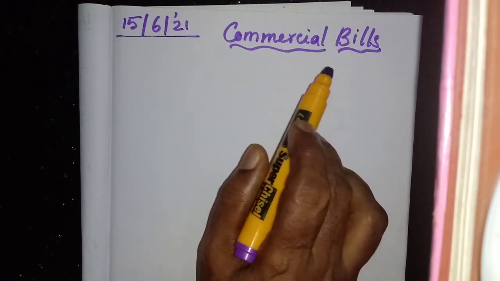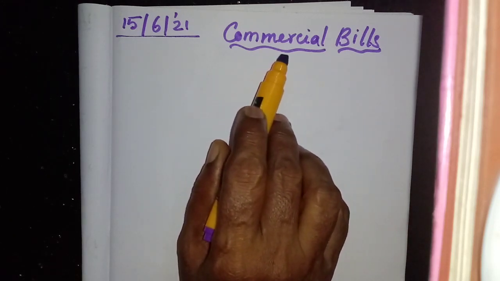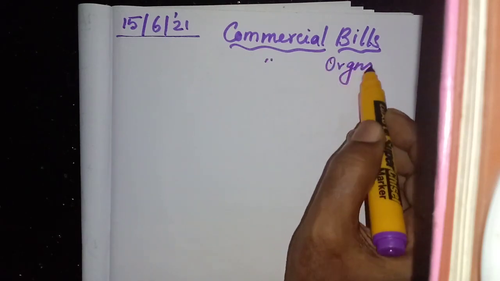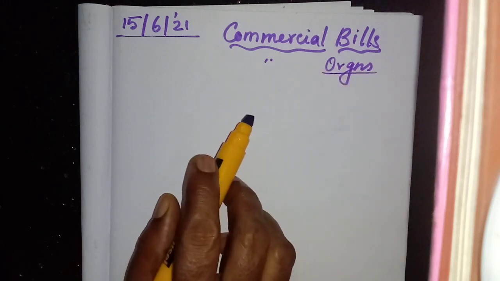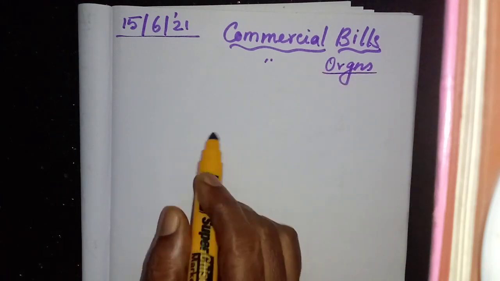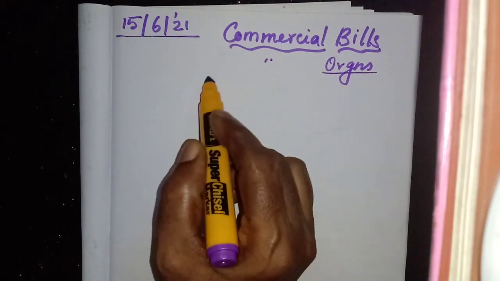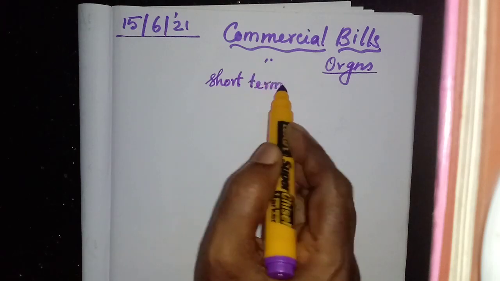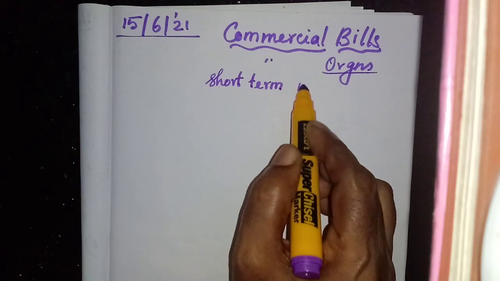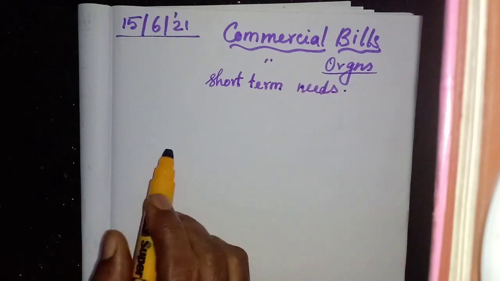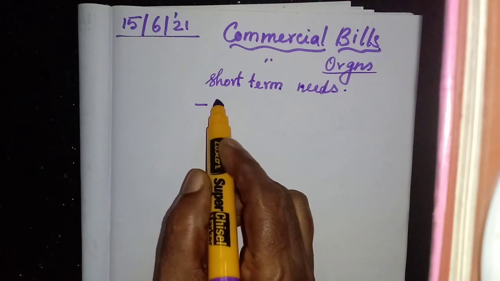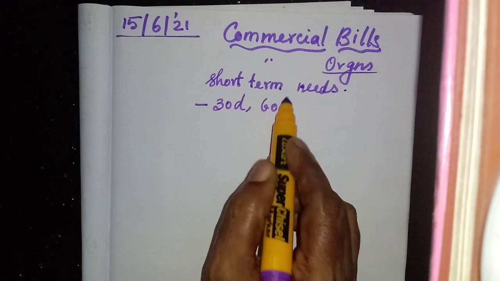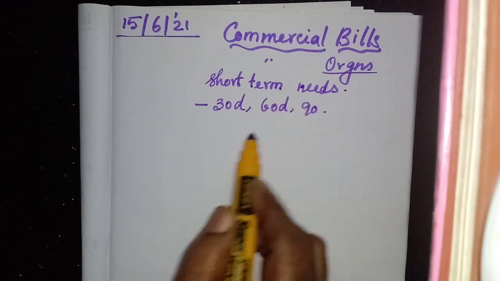These bills, we can say, are a bill of exchange. It is issued by commercial organizations, trading organizations, in order to raise money for short term needs. We already know all the money market instruments are short term. They will fulfill the short term needs of the organization only. These commercial bills are of three kinds: 30 days, 60 days and 90 days commercial bills.